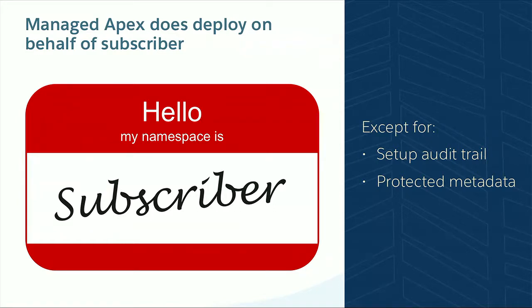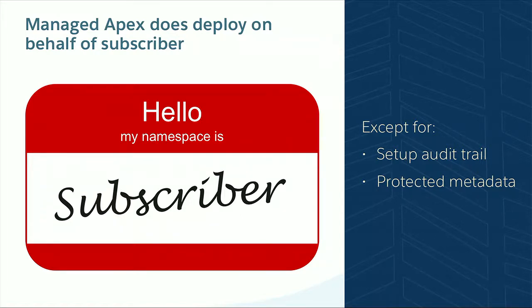So this would be the same thing. An admin is going to use this UI, and the metadata record that was created with this was in the namespace of the subscriber org. Now, there are two exceptions to this rule. One is that, as Avram showed you, the setup audit trail shows the namespace that initiated this metadata change or this metadata deploy. And the other exception is protected metadata.